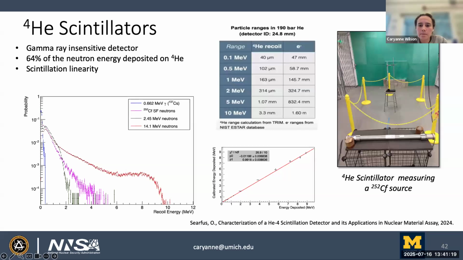And then this shows the spectrum of a cesium-137 source. So you can see here that there's very clearly very little energy deposition, and by applying a threshold, we can basically eliminate gamma ray counts. And then we have some different measured spectrum here. And just because of the mass of the helium nucleus, a neutron can deposit up to 64% of its energy on it. We work with the Arctis helium-4 detector. So what I will say is the disadvantage of this is that the pressure of this is 198 atmospheres.